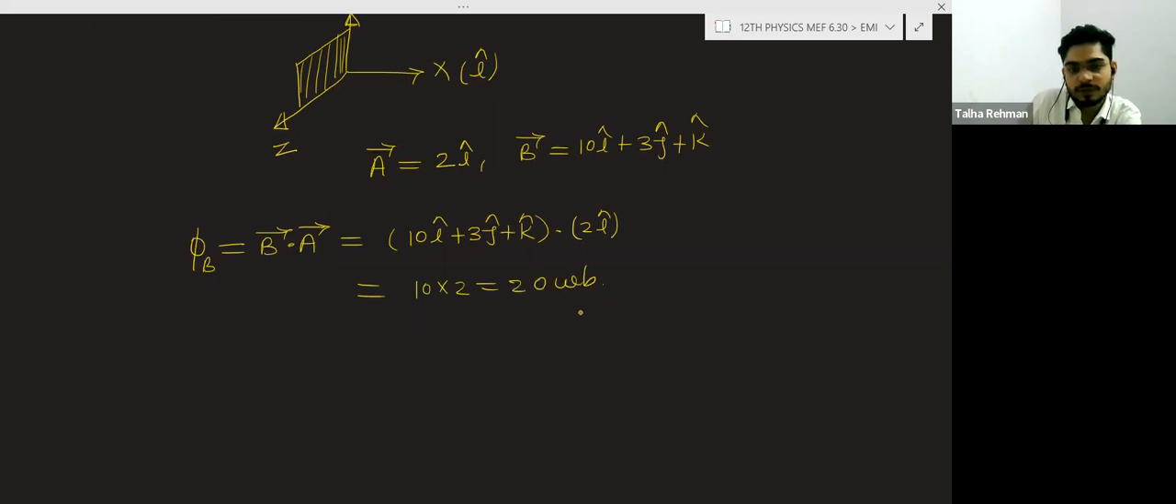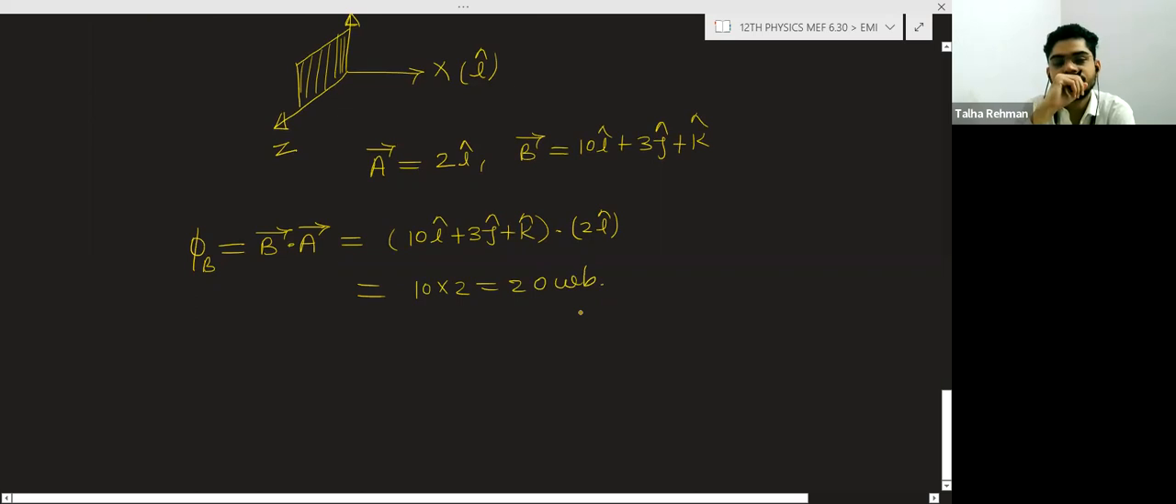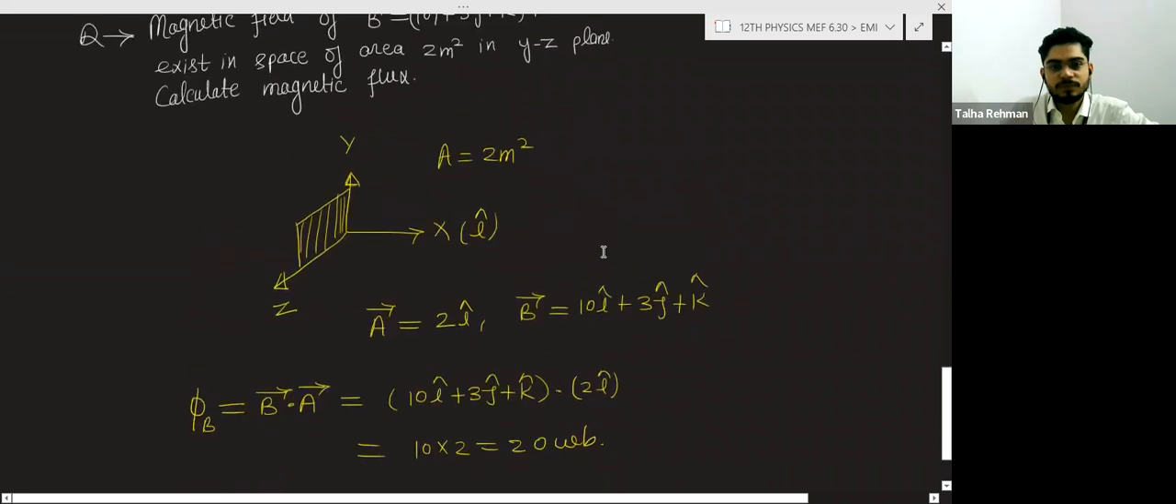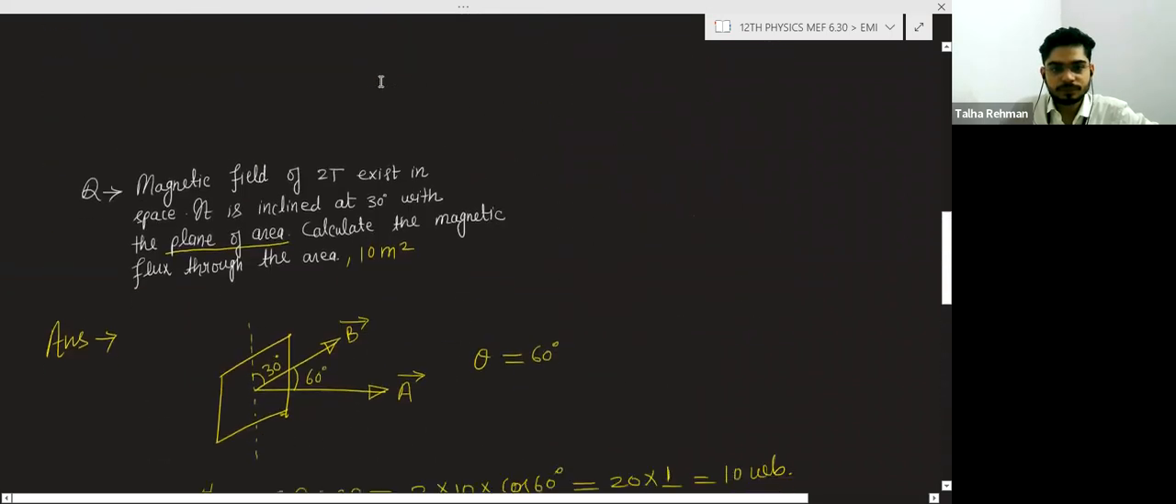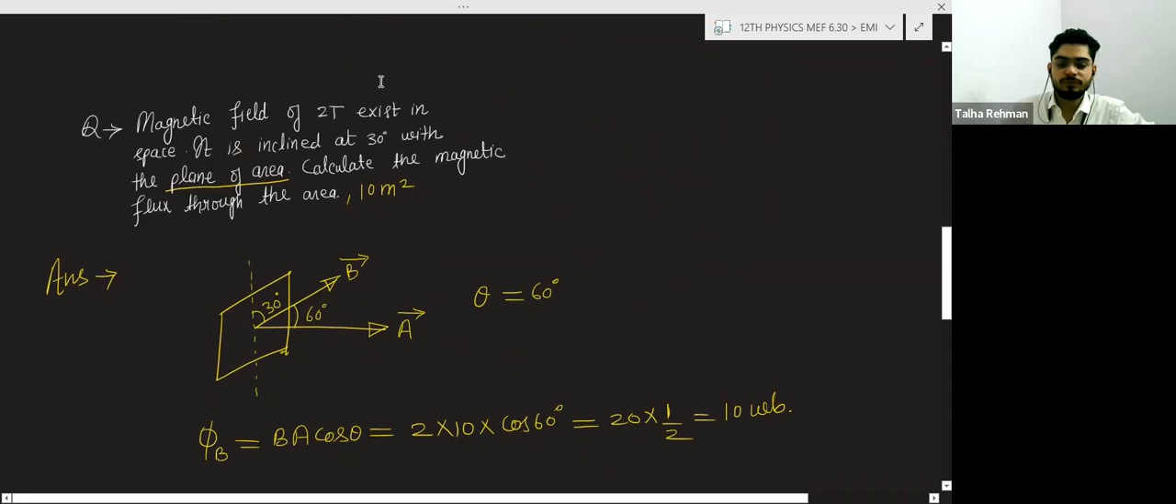20 Weber. Because here there is no term of j cap, that is why we will multiply this 10 with 2 only. So now you can note it down.